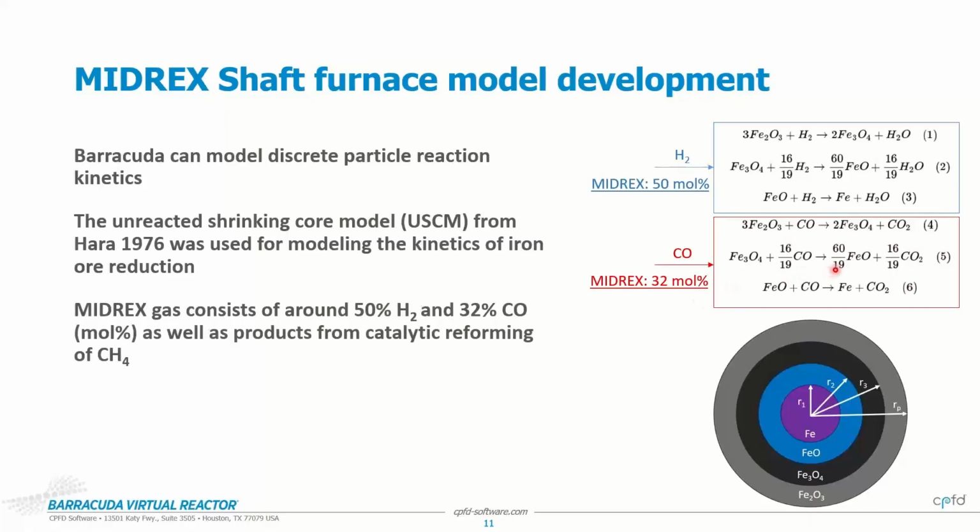You will notice that the reduction by carbon monoxide route does produce CO2. So we'll talk about some operating conditions that we are modifying in order to preferentially undergo reduction by hydrogen and therefore mitigate some of these emissions of CO2. I'll talk about that later in this presentation. But this is the current setup for Barracuda's chemistry.